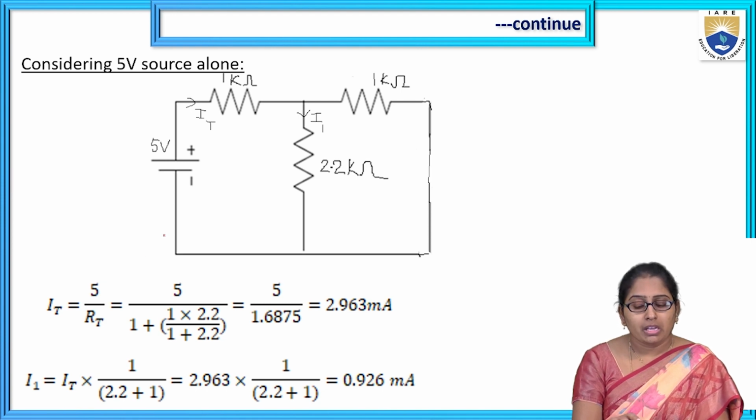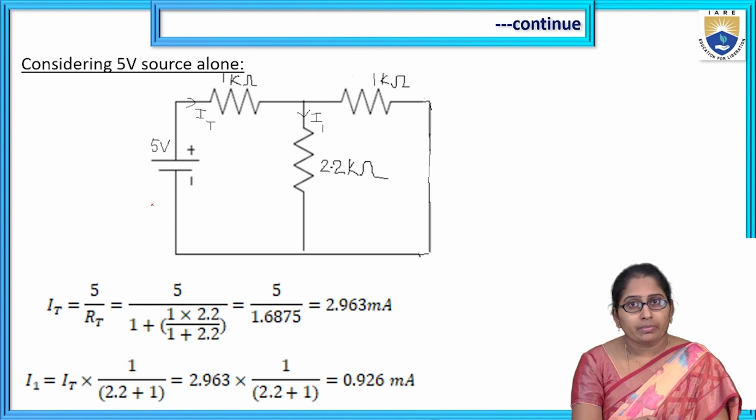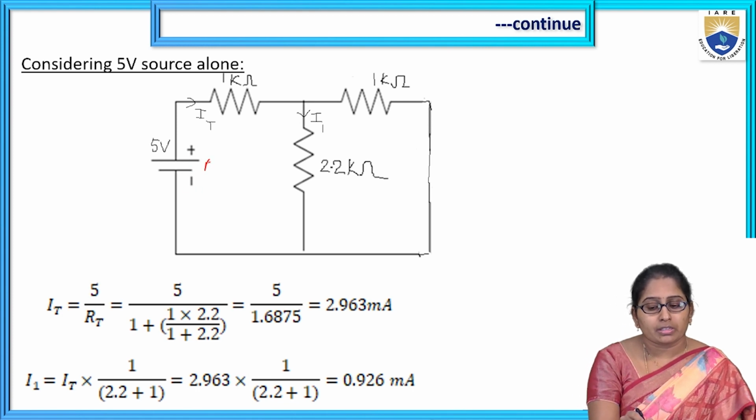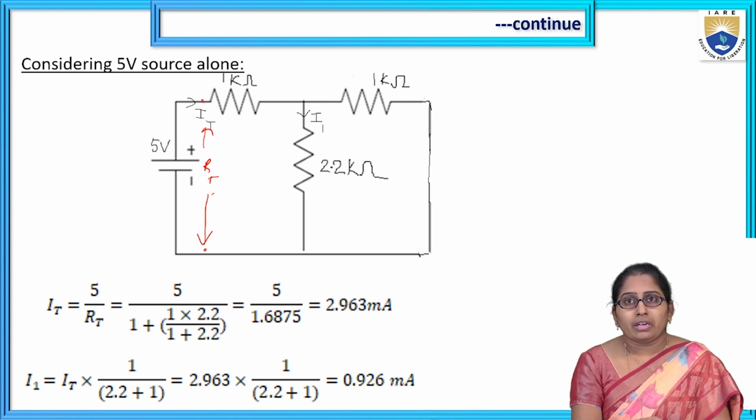What I have done is I have found the total current coming from the source, which is taken as IT, capital I T. That capital IT is given by the supply voltage, 5 volts, over the total resistance of the circuit. So that is the total current: 5 by RT.